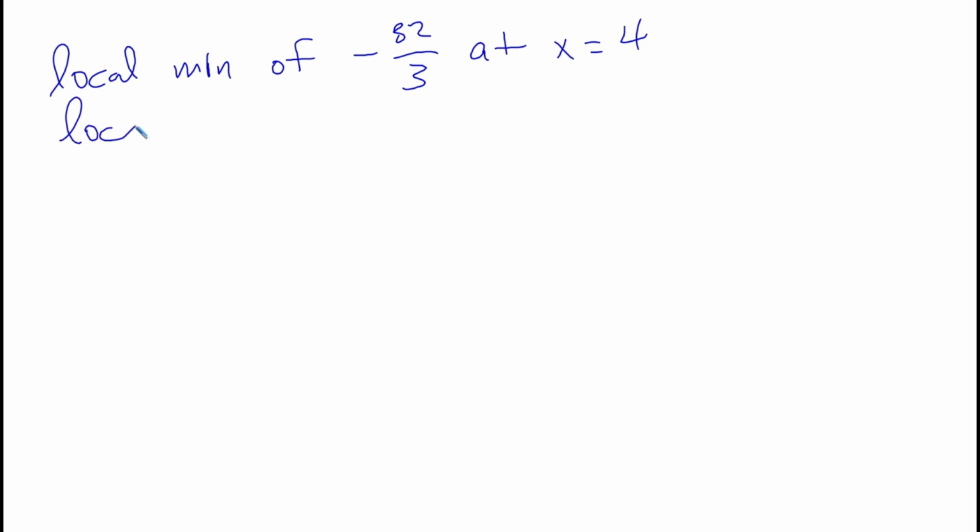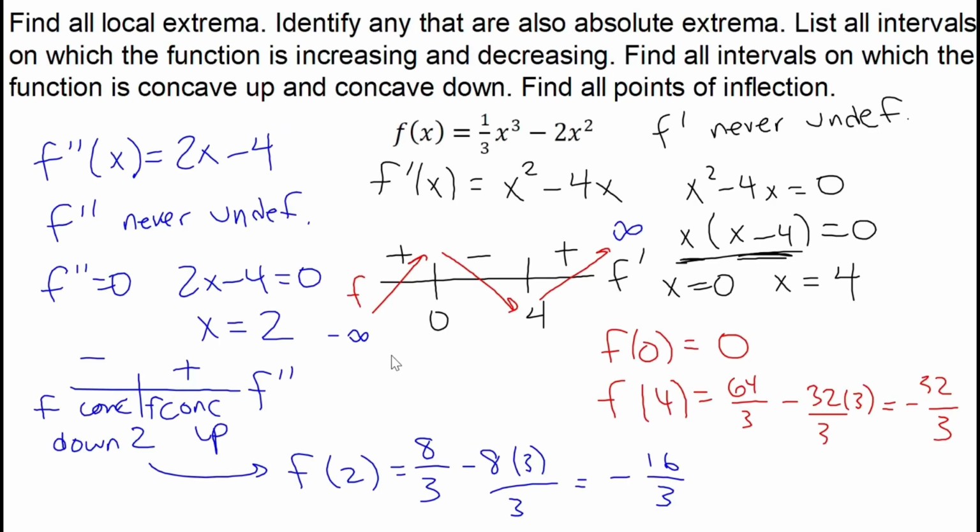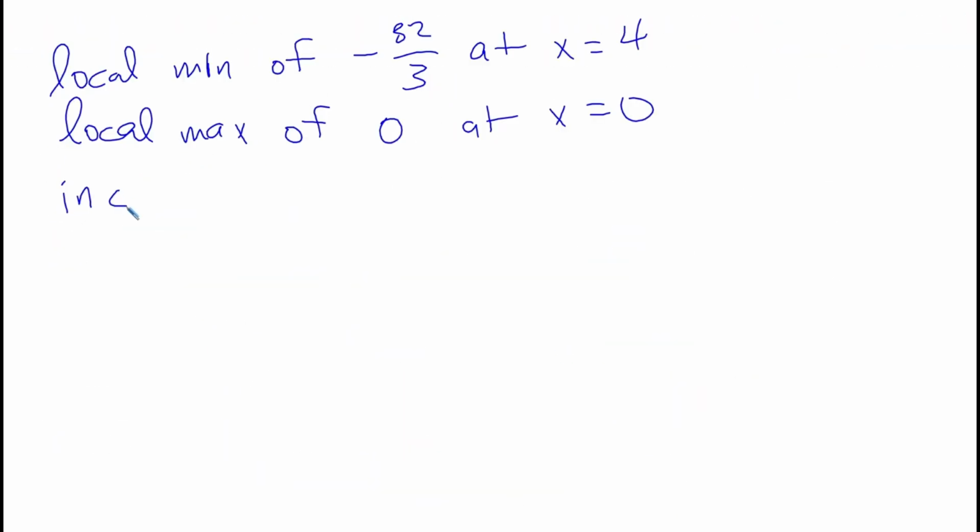So we have a local min, and our local min was negative 32 thirds at x equals 4. And we had a local max of 0. And that was at x equals 0. And our function, if we look at that sign chart again, we can see that our function was increasing from negative infinity to 0 and from 4 to infinity. So we're increasing from negative infinity to 0, union 4 to infinity.